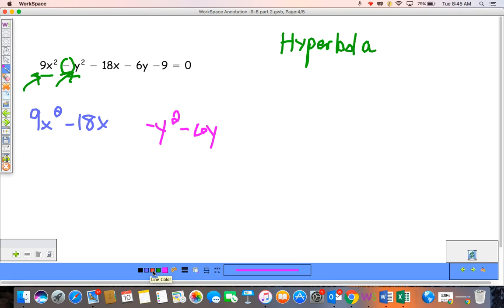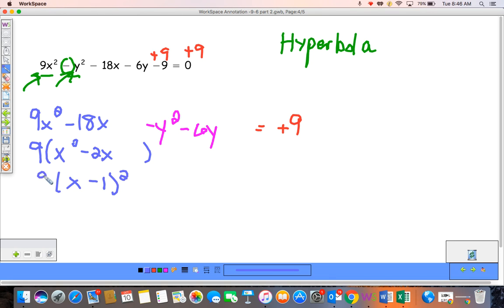And then we're going to take that 9, that constant, and move it over because we're completing the square here. Let's go ahead and complete the squares with the x's. So we're going to factor out that 9. Let's go ahead and complete that square. Half of that 2, and that would be a +1. Make sure you do your distributive here. So that's going to be a +9 over here.